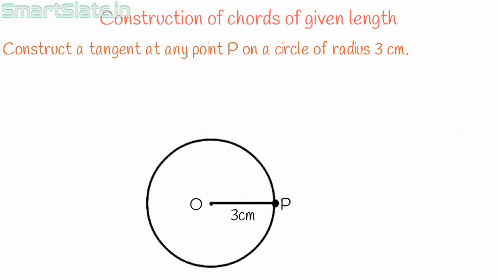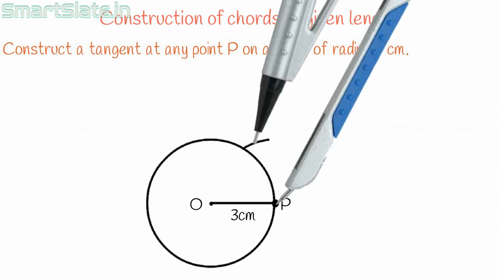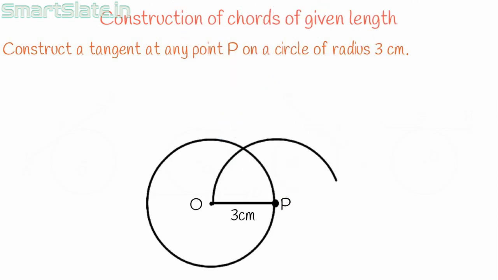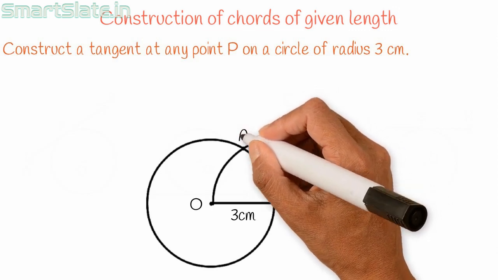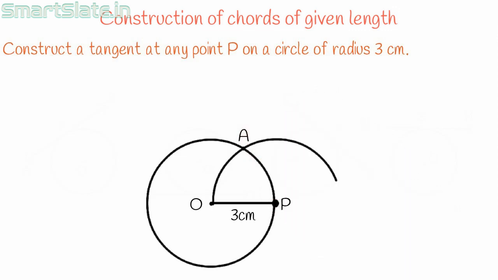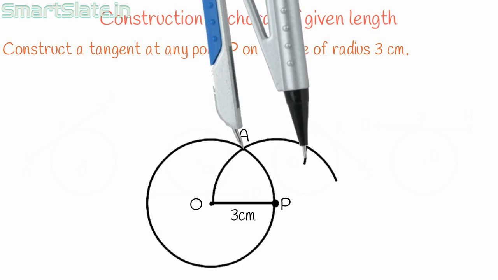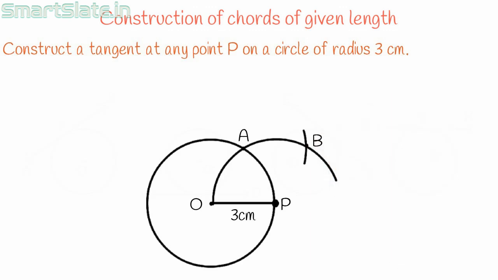Actual process of drawing the tangent to this circle starts now. Keep P as a center and draw an arc such that it intersects with the circle. Arc measurement should be equal to the radius, that is 3 cm in this case. Mark the intersection point as A. Now you have to keep A as a center and draw an arc. Measurement of compass should be of size arc OA. Draw an arc. Mark the intersection point as B.